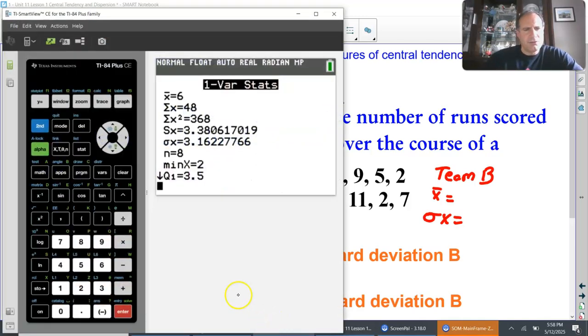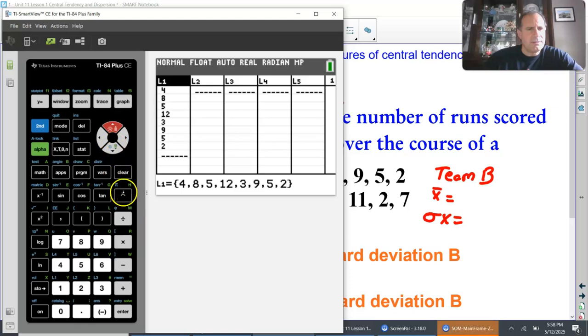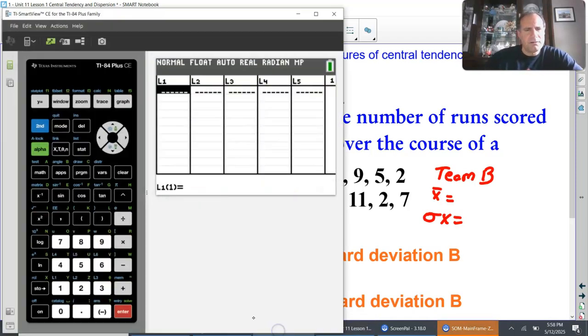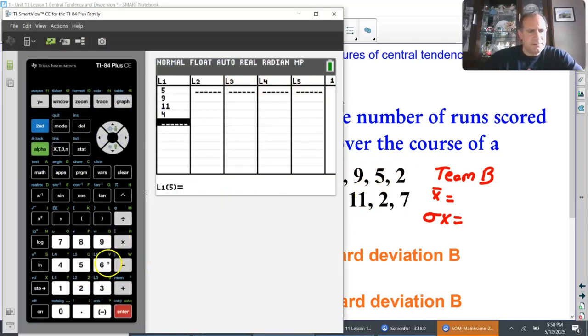Now I'm going to go down to Team B. I'm going to press Stat again. I'm going to press Enter, and I'm going to clear out this list, this L1. And I'm going to just go ahead and put 5, 9, 11, 4, 5, 9, 11, 4, 6, 11, 2, 7, 6, 11, 2, 7.